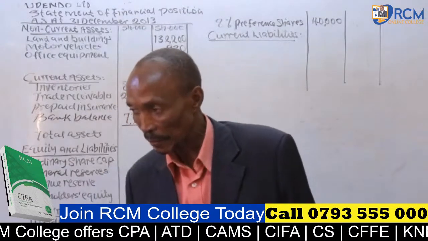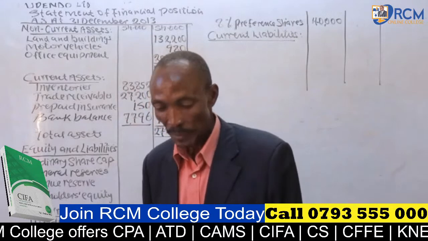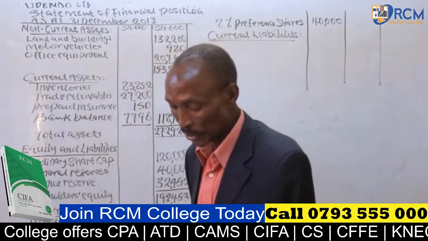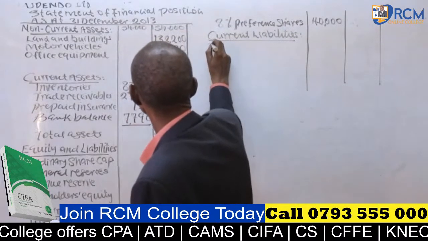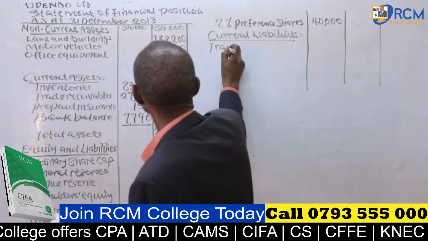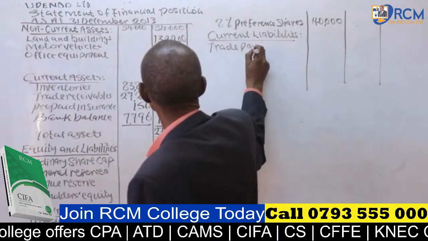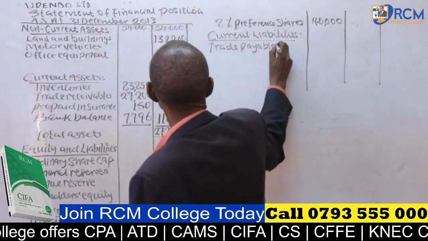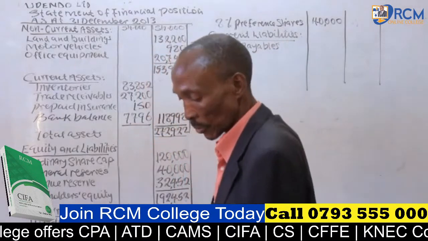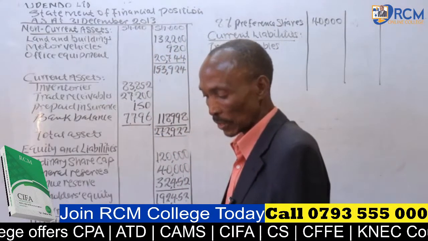Okay, the current liabilities, as usual, we start with the accounts payable or trade payables. Put it on top, always. Yes, the amount of trade payables was 13,722.